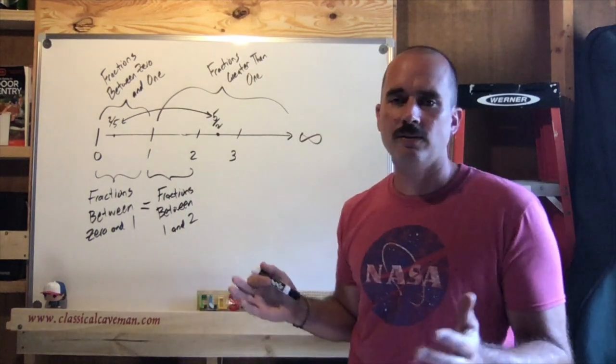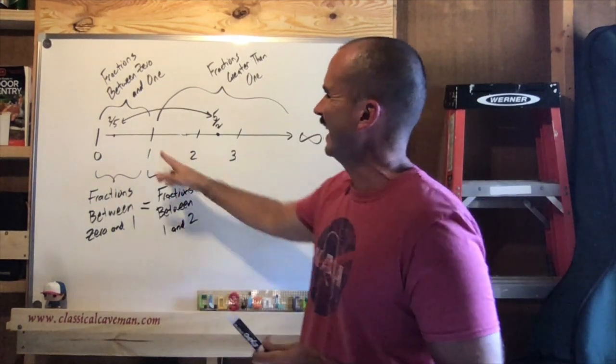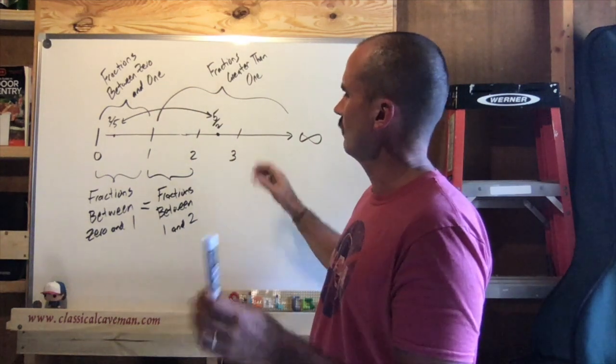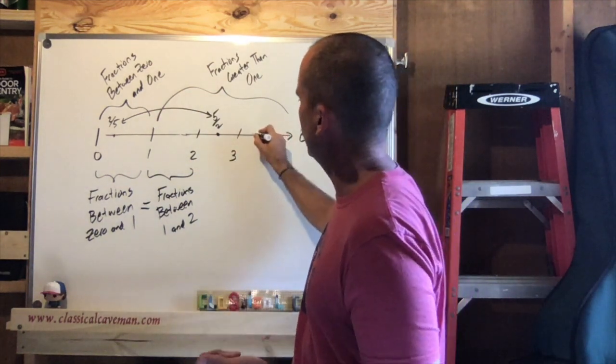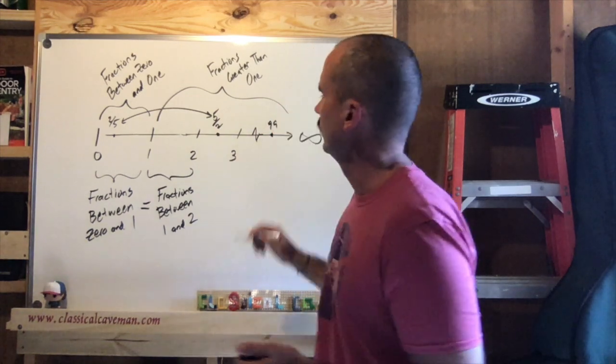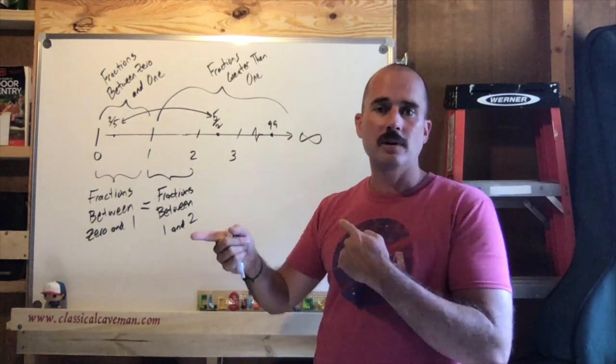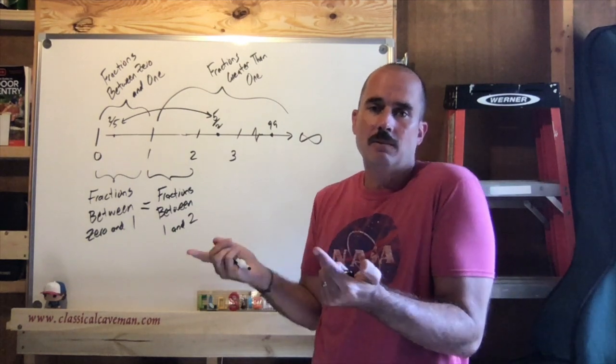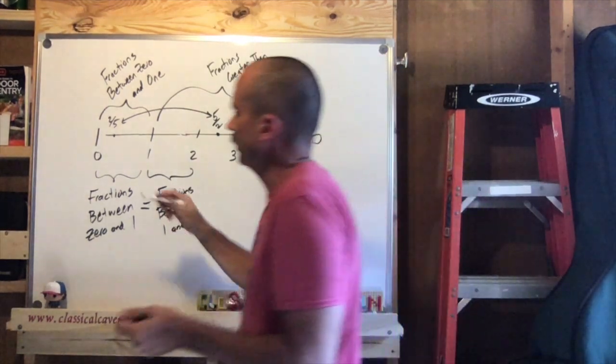Now, can we keep doing this forever? In fact, we can. For any fraction greater than 1, it doesn't matter where it is. Let's pick something way out here on the number line. Let's say we've landed at, say, 99. Well, all I have to do is reciprocate 99. I get 1/99th. And where does that land? Between 0 and 1.